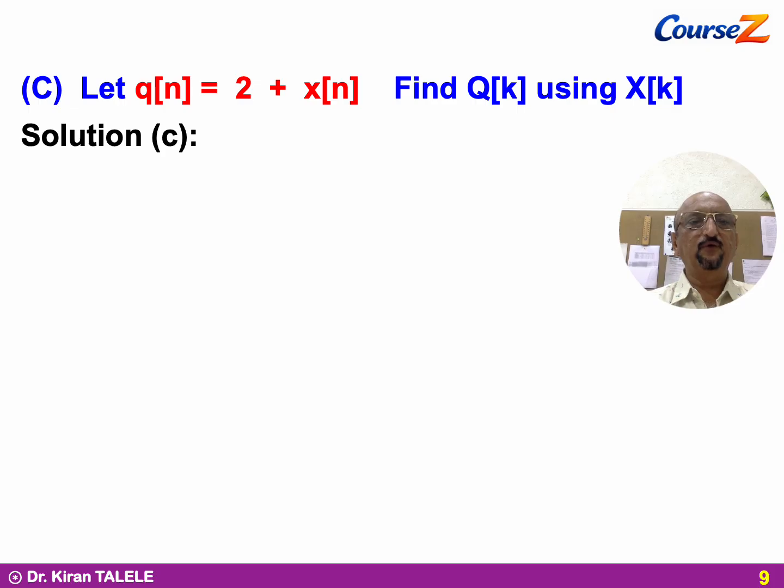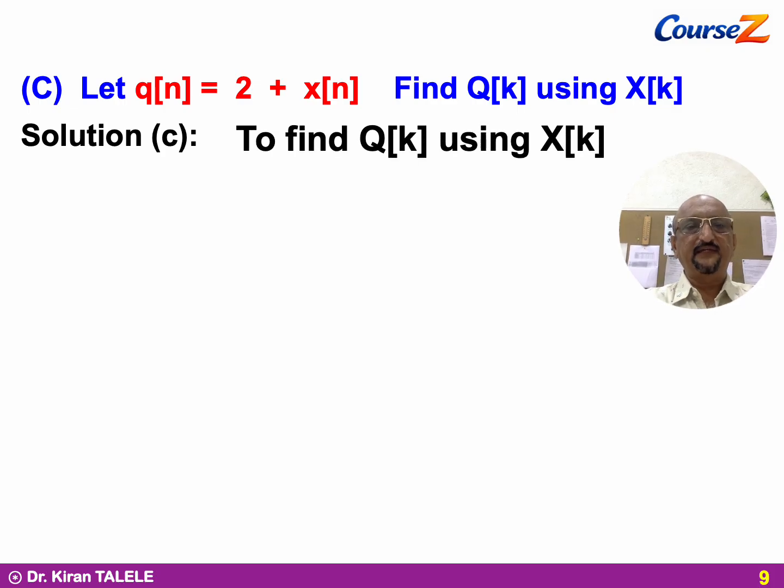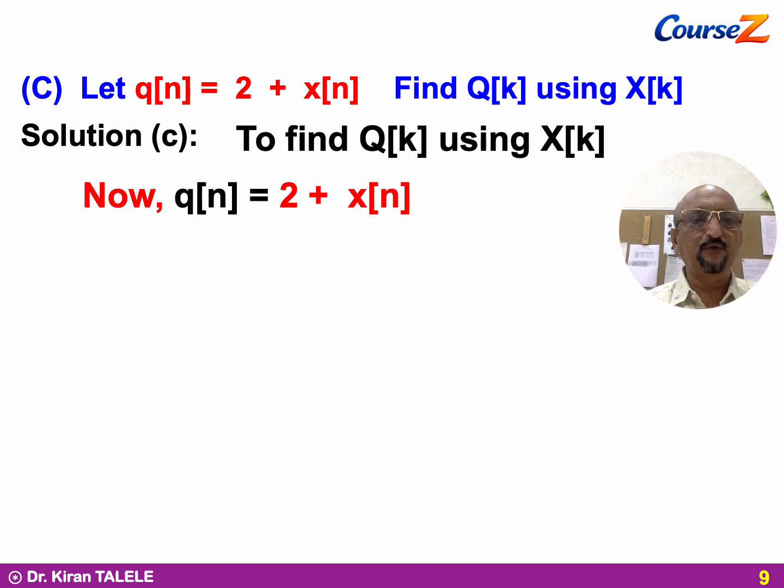Now Q of n equal to 2 plus x of n, and now we have to find Q of k using X of k. To find this Q of k using X of k, we have to write Q of n in terms of x of n, which is given here. Now we have to decide which property we can apply. We can apply the linearity property. But the linearity property can be applied only when signals are added. If this is x of n, then this should be dependent on the variable n. There has to be a variable term like n, but here I don't find any variable term like n. We have to add a variable term here.